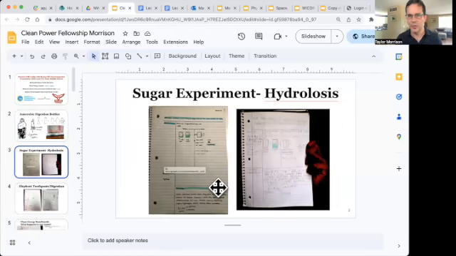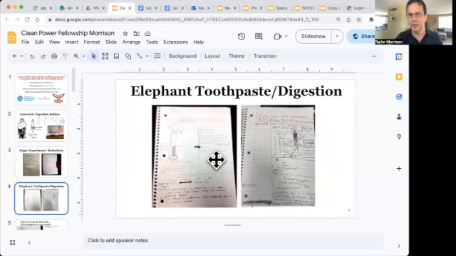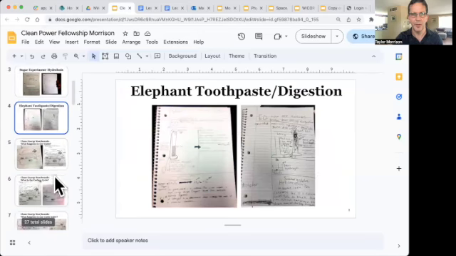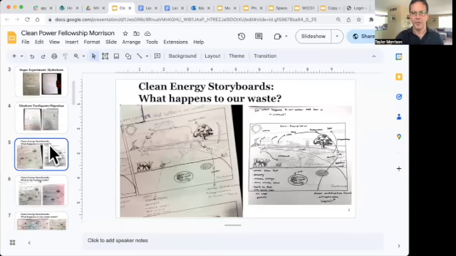Here's the sugar hydrolysis experiment. It has to do with digestion. Here are student notes about the elephant toothpaste experiment. That one's a lot of fun, very messy. I would do it on a lunch tray so it's easier to clean. And then the clean energy storyboards.